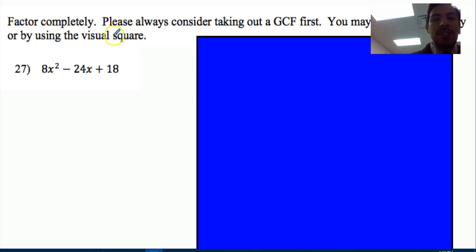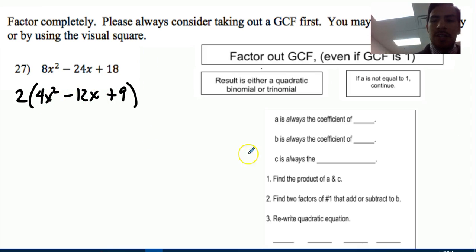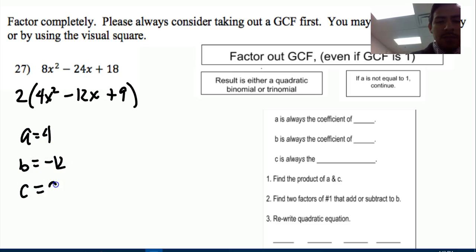Oh, gosh. Alright, well, let's factor the GCF out. They're all even. And it looks like they're all divisible by 2. So let's take the 2 out. 8 divided by 2 is 4x squared. Negative 24 divided by 2 is negative 12x. And 18 divided by 2 is plus 9. Okay, now I got a trinomial that's quadratic. So let's see what the instructions say. Oh, and a is not equal to 1. Oh, man. A is equal to 4. B equals negative 12. And C equals a positive 9.